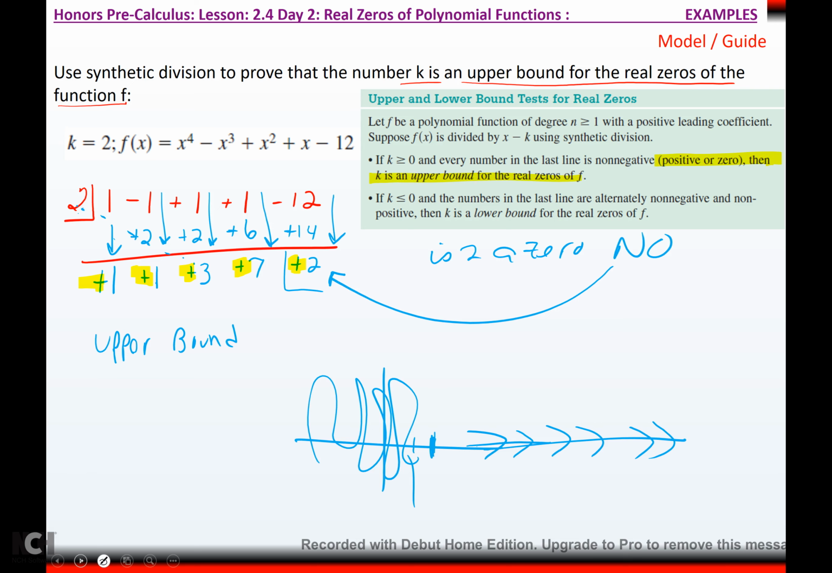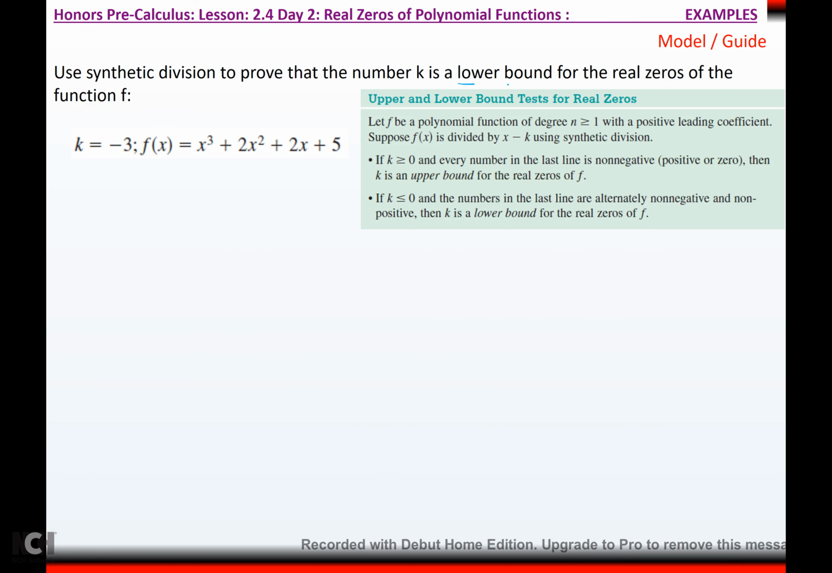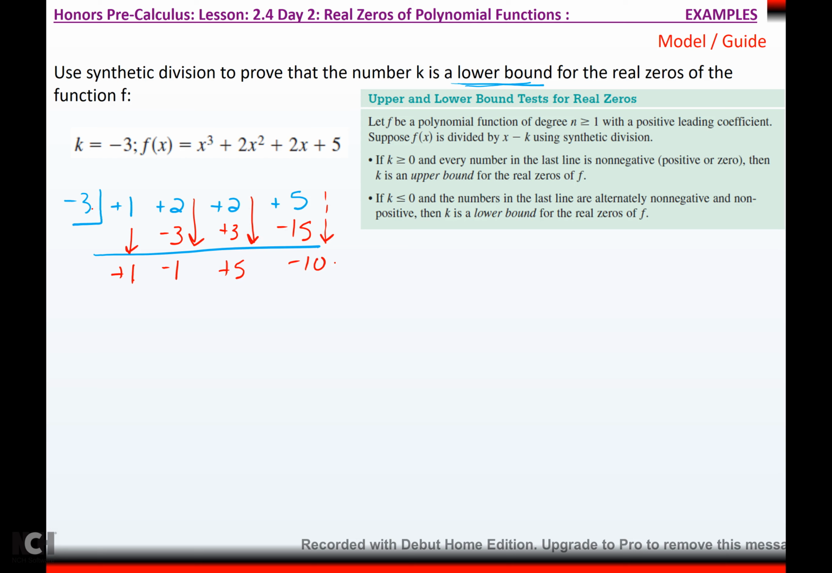Okay? Alright, so if I do this one, it says prove that the number k is a lower bound. To prove that k is a lower bound, my last line has to alternate signs. So you put -3 in the hole. My 3rd degree coefficient, 2nd degree coefficient, 1st degree coefficient, and constant. Okay, positive 1 comes out, goes to the store, brings back -3, positive 2 eats -3, negative 1 comes out, times -3 is positive 3. Positive 2 eats positive 3, comes out positive 5, multiplies by -3, brings back -15. Positive 5 eats -15, comes out -10.